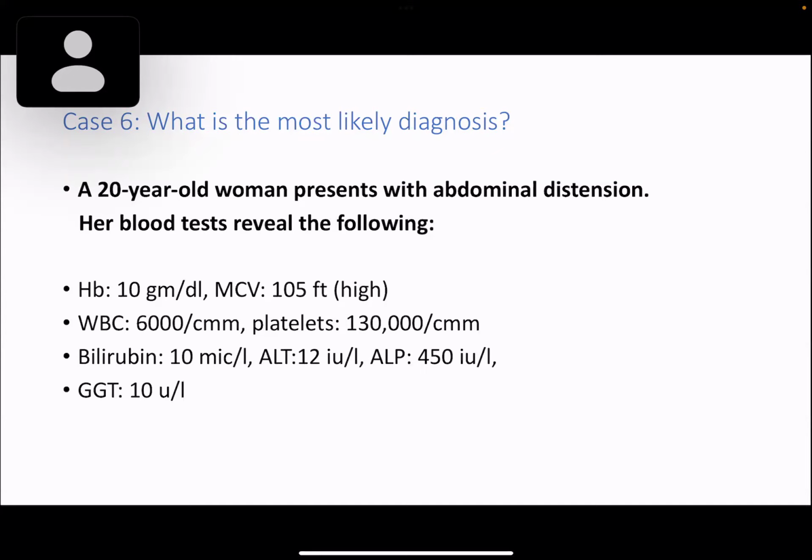So the most important pointer to non-liver disease is the elevation of alkaline phosphatase with normal GGT. So this lady is having pregnancy. She is presenting with abdominal distension and she has amenorrhea.